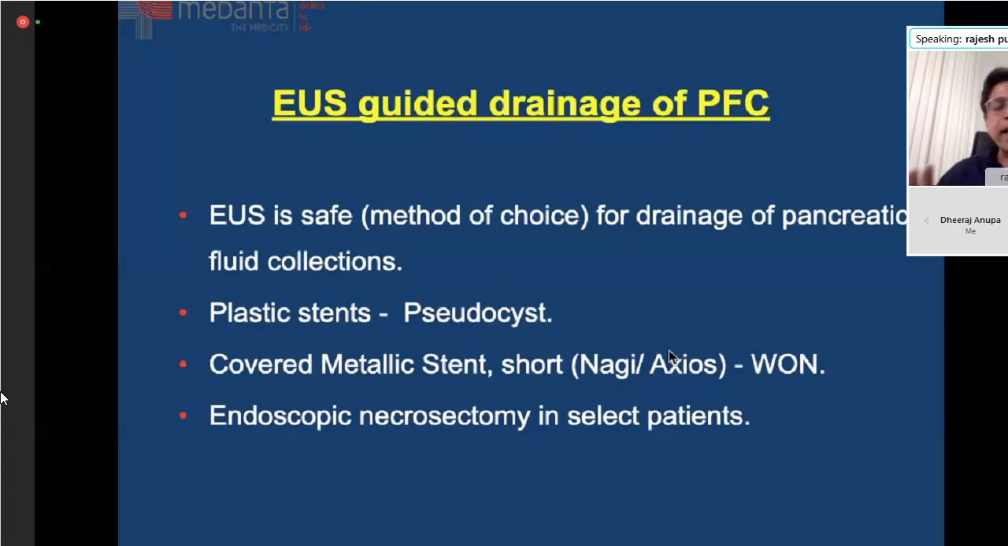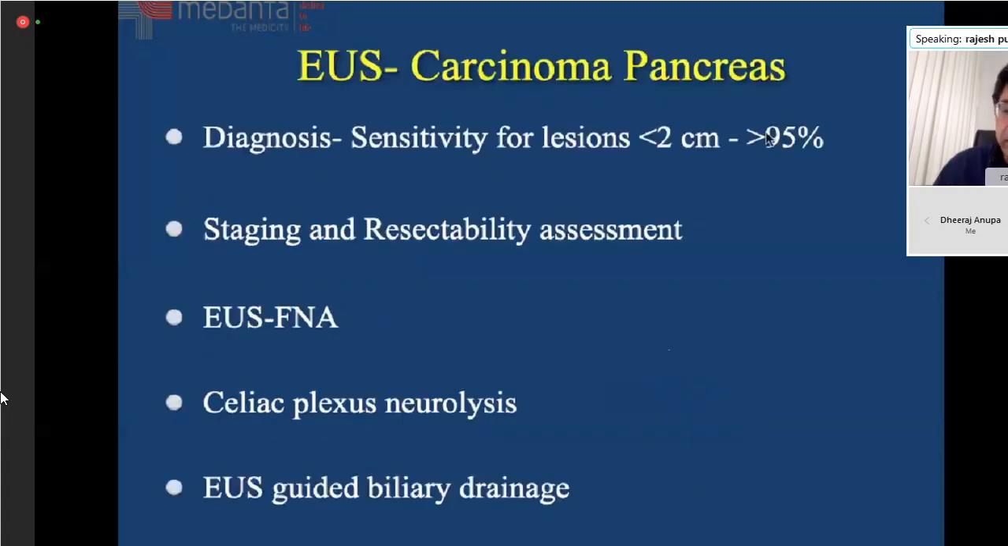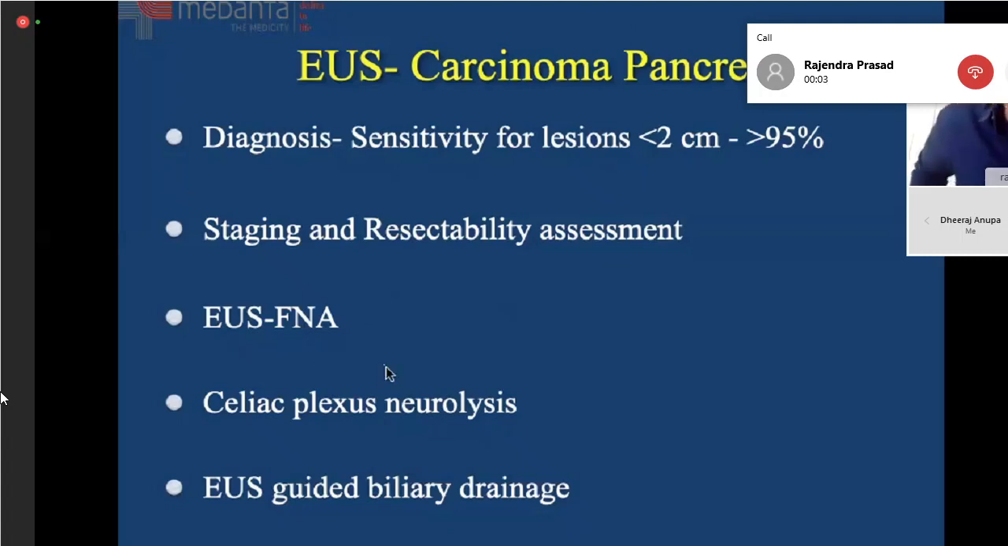Just to tell you the difference between the Nagi and the Hot Axios, Nagi requires all the steps, that is puncturing the cyst, exchanging with the guide wire, dilating the tract, while the Hot Axios is a one-step procedure. This electrocautery, you pump, it dilates in one step. But with the stent, if the patient is symptomatic, then you do the necrosectomy. The presence of solid debris in the cavity is not an indication for doing the necrosectomy. If the patient has a recent onset of fever or ongoing fever even after the drainage of the WON, then you should go inside after 48 hours and do the necrosectomy.